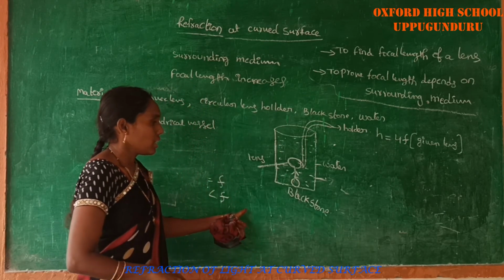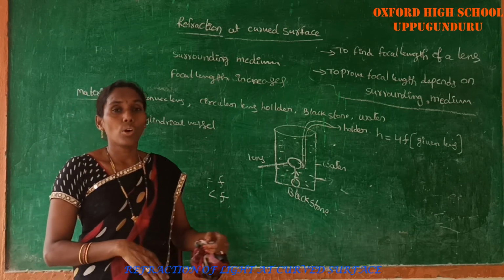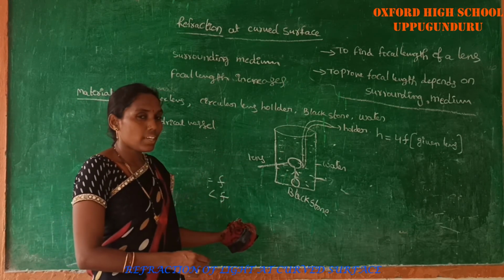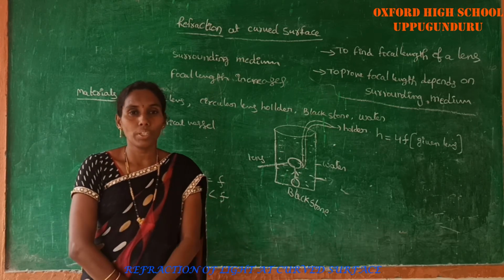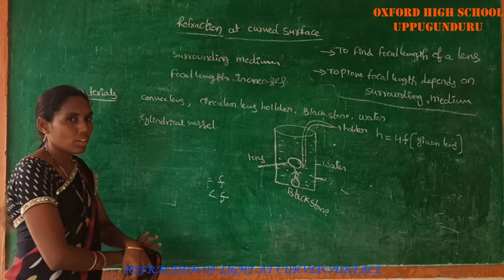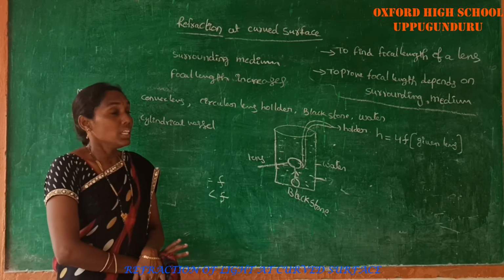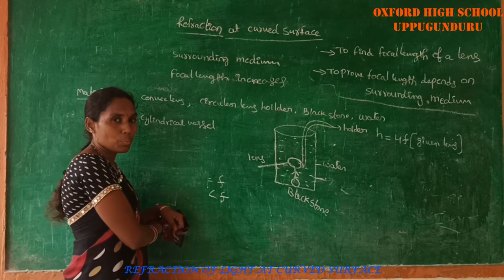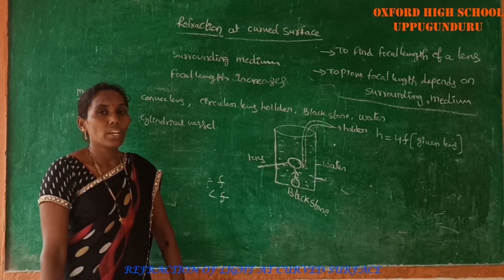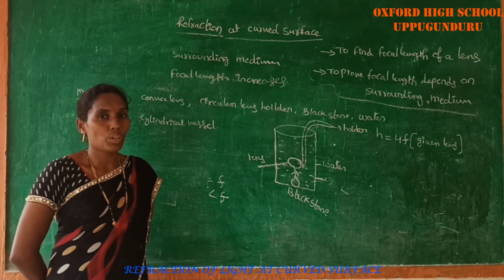That means the focal length of a lens always depends upon the surrounding medium, and the focal length of a lens increases when it is kept in water. Look at the board. Here, once again I will explain. By using this experiment, we have to prove that the focal length of a lens always depends upon the surrounding medium.